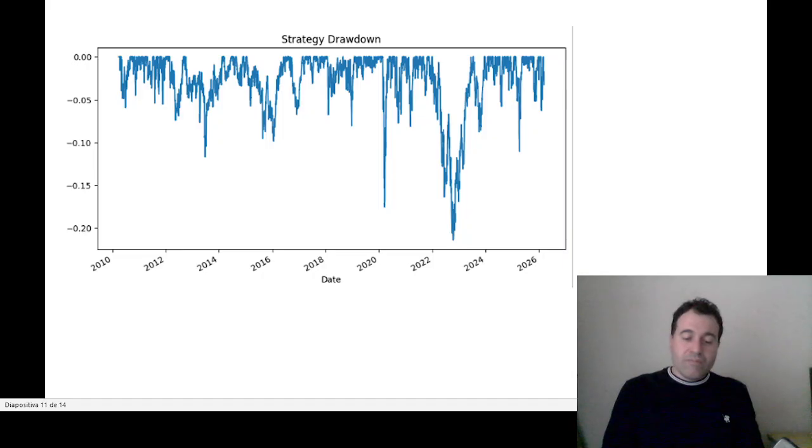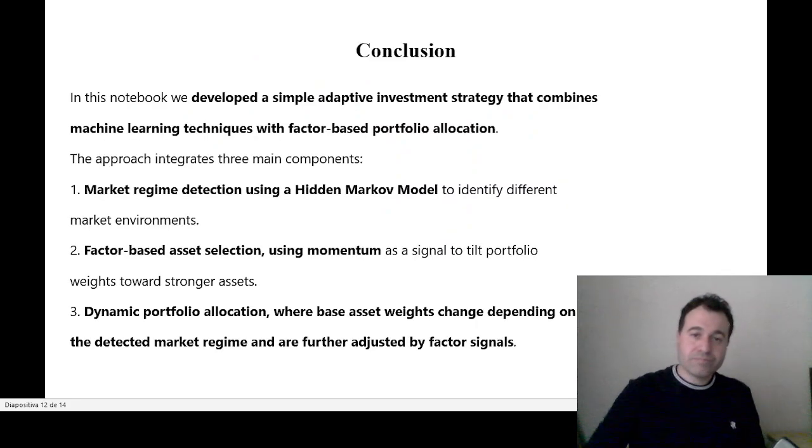20% to minus 22%. Compared to many equity-based strategies, this level of drawdown is moderate and indicates relatively good risk control. The strategy is also able to recover from drawdowns and reach new equity highs over time, suggesting a degree of robustness across different market environments.